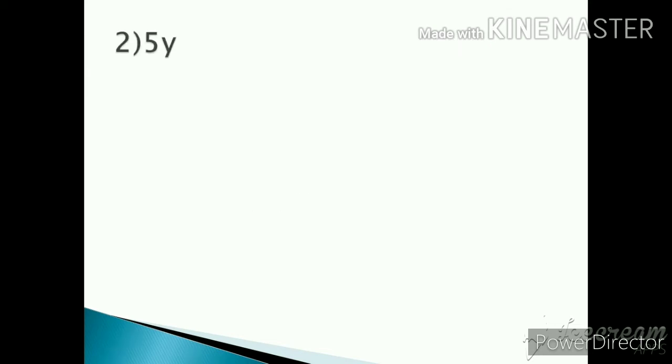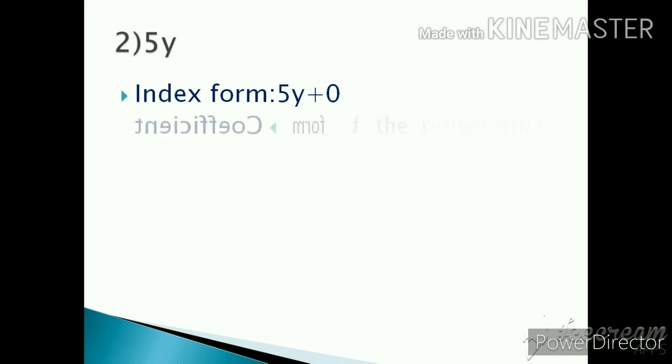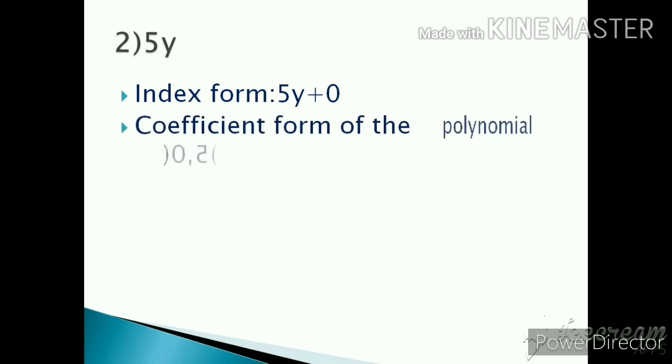Now question number 2, 5y. After the 5y, it should be there, children, any constant number, but your constant number is not there, so we have to take 0. Index form: 5y plus 0. 0 means, children, constant number. Now coefficient form. Coefficient form of the polynomial is, with the y, what is the number, children? 5. So take down 5 and at the last we take 0.